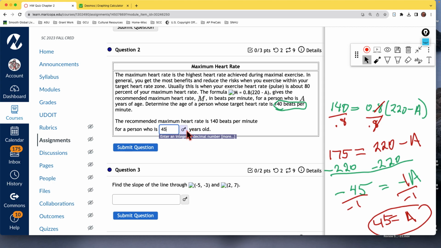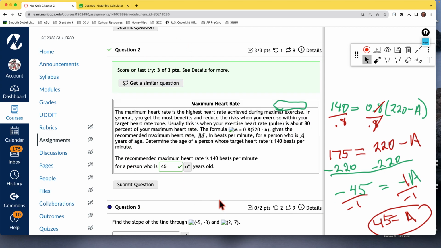And I could either submit it, or in the teacher version I just click on this and it'll give us the answer too. So either way. Okay, so that's similar, but a little bit different. 0.8 instead of 0.7.